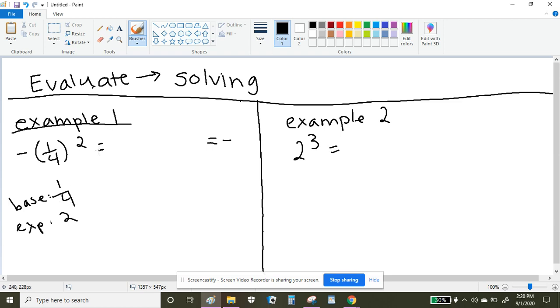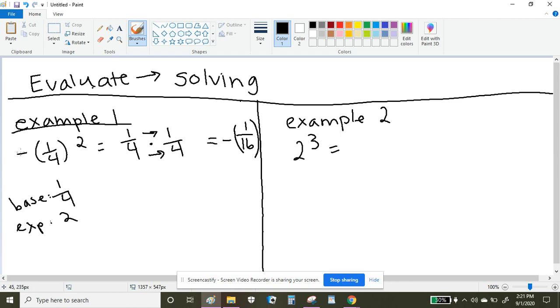So what we're going to do is we're going to take this and we're going to expand it. So we're going to have 1/4 times 1/4. I'm doing 1/4 times 1/4 because our exponent is 2, so there has to be 2 of them. And when we're multiplying fractions, we multiply straight across. So I have my negative sign that I kept. And I'm going to put these in parentheses. So I have 1 times 1 is 1. And I got 4 times 4 is 16. So my final answer that I just solved for is going to be negative 1/16.